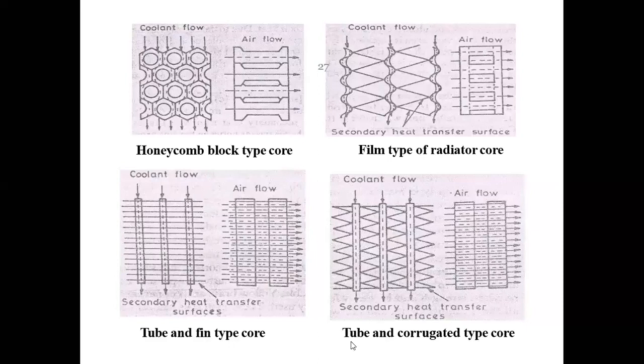The last type of core that is used in a radiator is the tube and corrugated type. Here the tubes are of the same shape, circular or elliptical, but the arrangement of the pins is somewhat different. Pins are provided on the surface in a zigzag manner so that turbulence will occur as the air flows over the tubes, and cooling will increase.